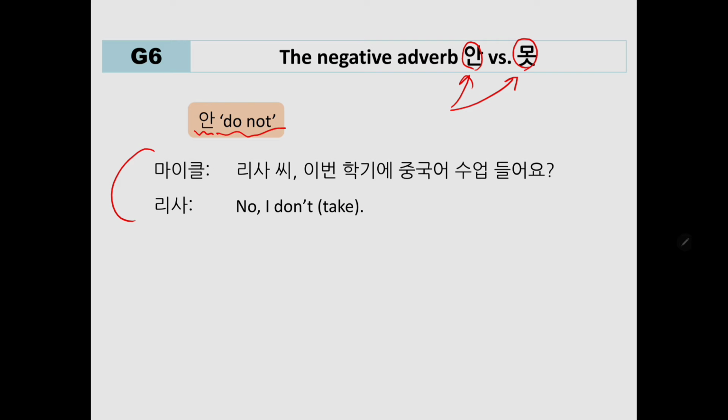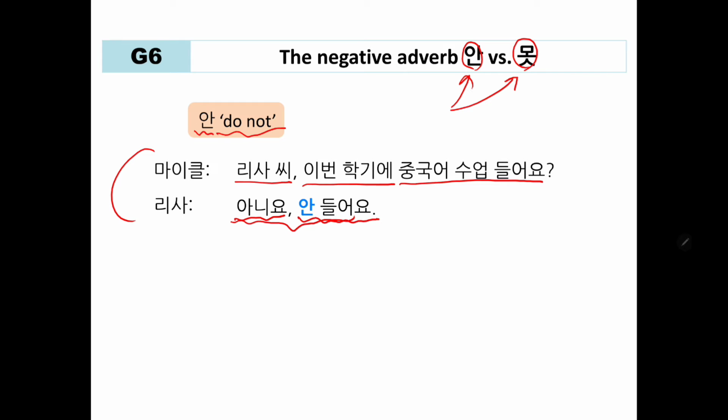리사 씨, 이번 학기에 중국어 수업 들어요? Lisa, do you take Chinese class this semester? Lisa wanna say, no, I don't. How would she say? 아니요, 안 들어요. 들어요 means to take. And you put 안 in front of it to negate it, not to take. 아니요, 안 들어요. So 안 expresses general negation.